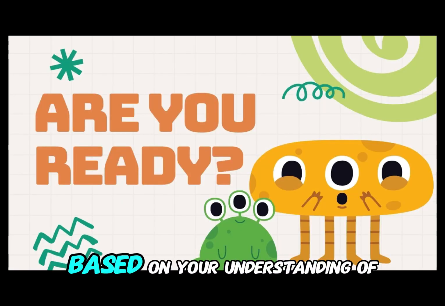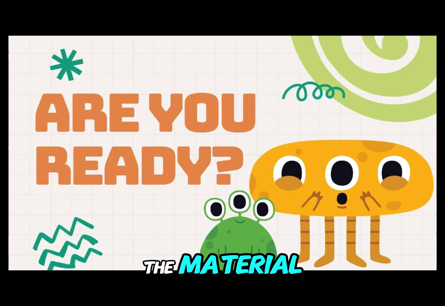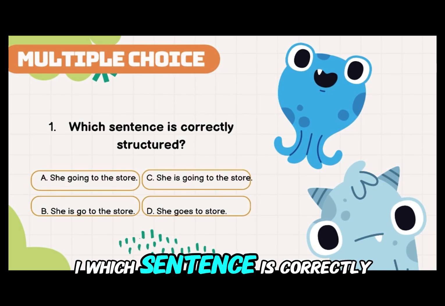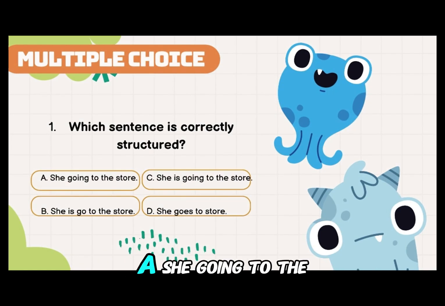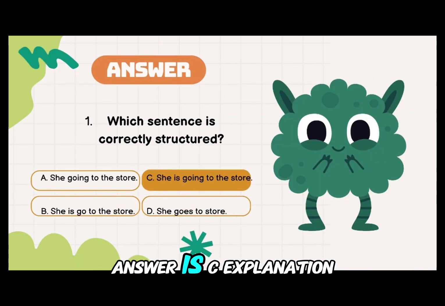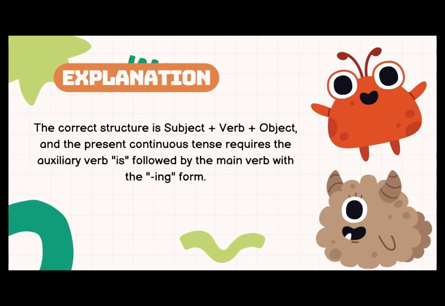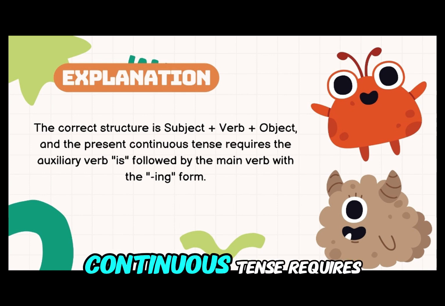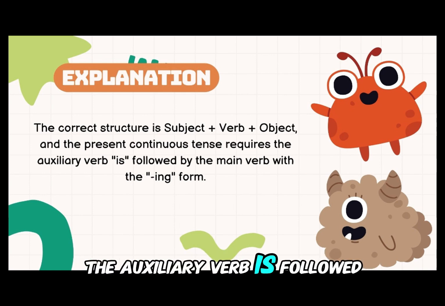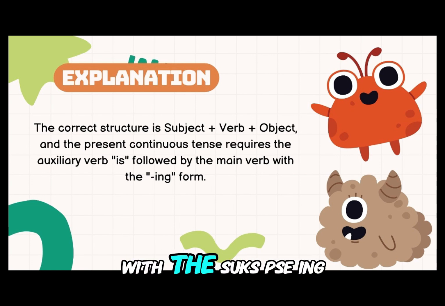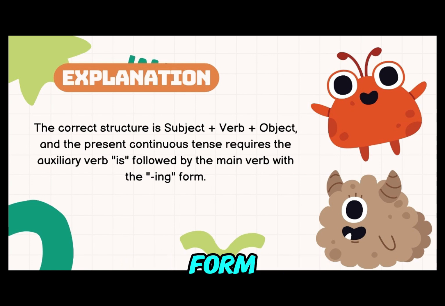Choose the correct answer based on your understanding of the material. 1. Which sentence is correctly structured? A. She going to the store. B. She is go to the store. C. She is going to the store. D. She goes to store. The answer is C. Explanation: The correct structure is subject plus verb plus object, and the present continuous tense requires the auxiliary verb is followed by the main verb with the -ing form.